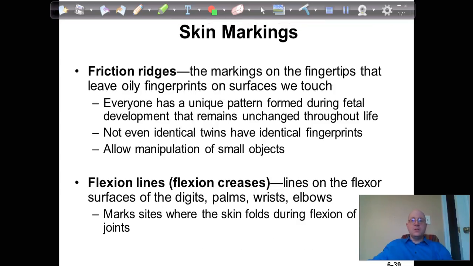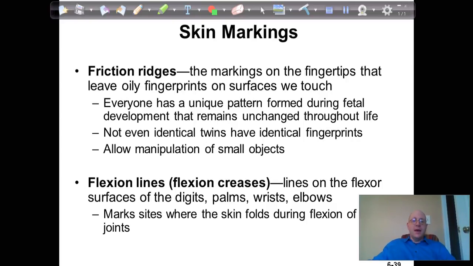Yeah, so just a little bit more on skin markings and then I'll finish this one off. Okay. We're talking about friction ridges, your fingerprints. Markings on the fingertips that leave oily fingerprints on surfaces we touch. The ability to take fingerprints and identify people by them has only been around for a couple of hundred years. The first technology that allowed us to take fingerprints appeared in the 1800s. Right? So that was not the adaptation that fingerprints provided. They provide increased friction with contact on structures, so they're grippies.